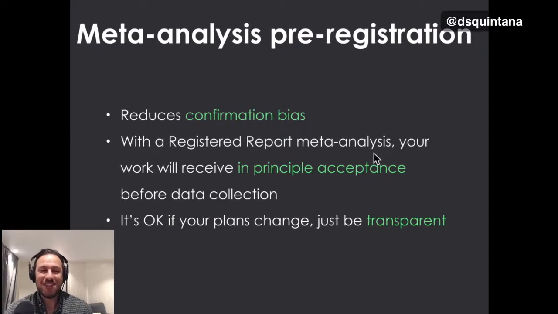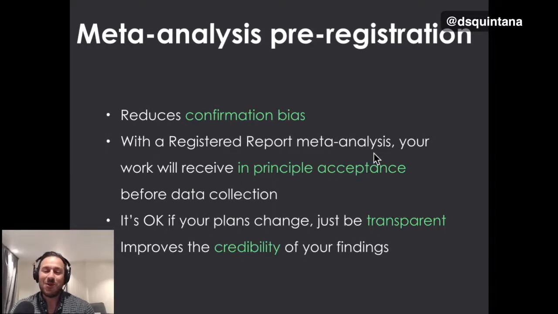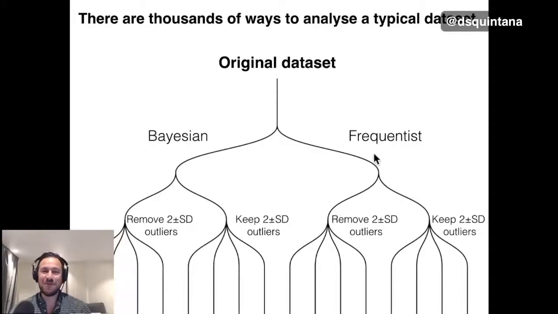Now, one thing which is often said is that pre-registration provides a plan, but it's not a prison. You're allowed to deviate from what you originally proposed, but the most important thing is that you're explicit that you're doing an exploratory analysis versus a pre-specified analysis. So it's okay if your plans change. So ultimately, by doing a pre-registered or a registered report meta-analysis, you're increasing the credibility of the results that you get with meta-analysis.